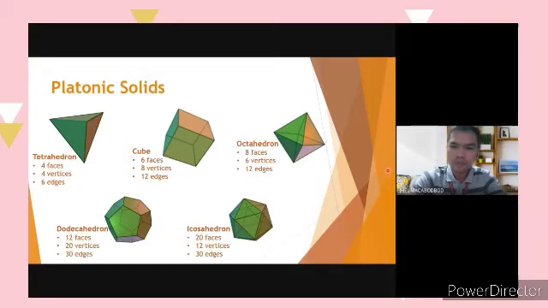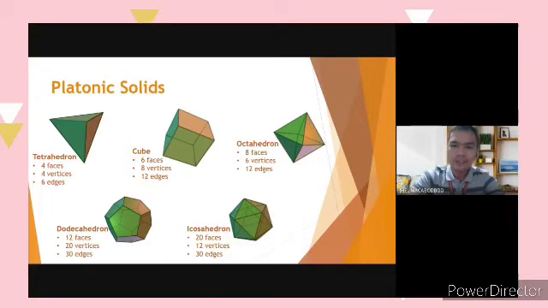Next, the cube. A cube has 6 faces, 12 edges, and 8 vertices, and the shape of each face is a square. Regular octahedron. A regular octahedron has 8 faces, 12 edges, and 6 vertices, and the shape of its face is an equilateral triangle. Next is a regular dodecahedron. A regular dodecahedron has 12 faces, 30 edges, 20 vertices, and the shape of its face is a regular pentagon.